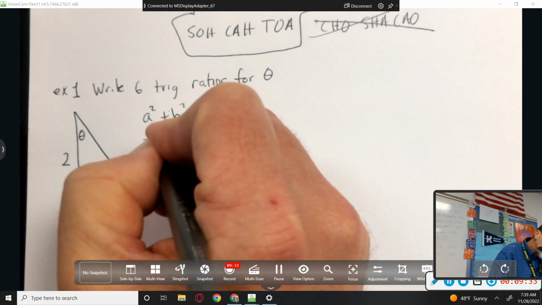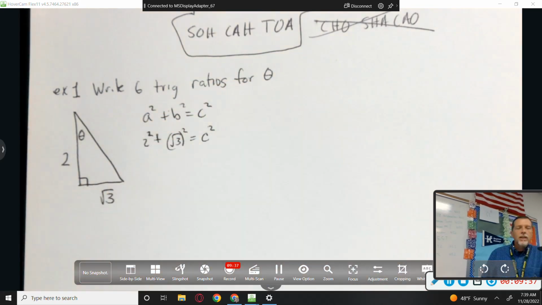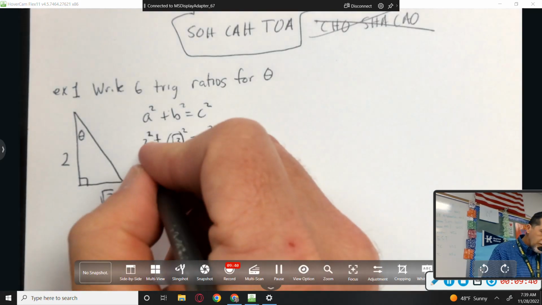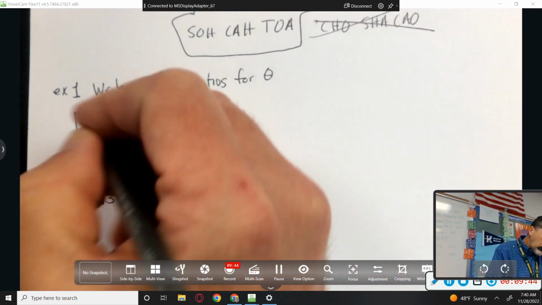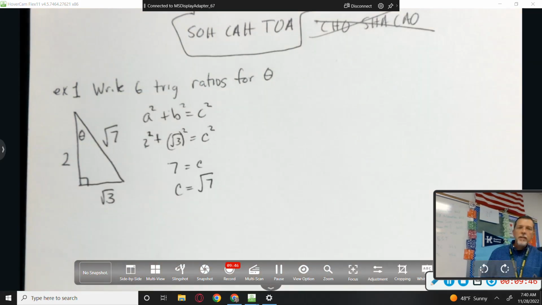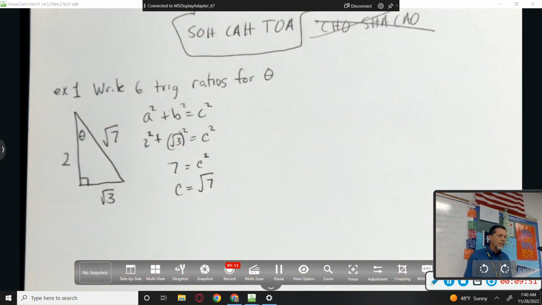2 squared plus square root of 3 squared equals c squared. 4 plus 3 is 7. Oops, c squared equals 7. So c is the square root of 7. And then even before I start writing ratios, let's label the sides. That way it'll make writing the ratios easier.